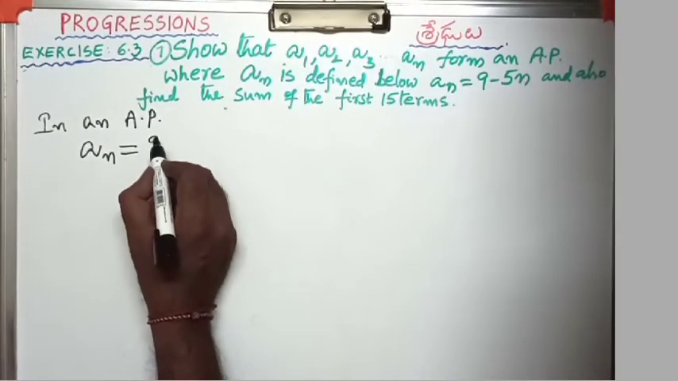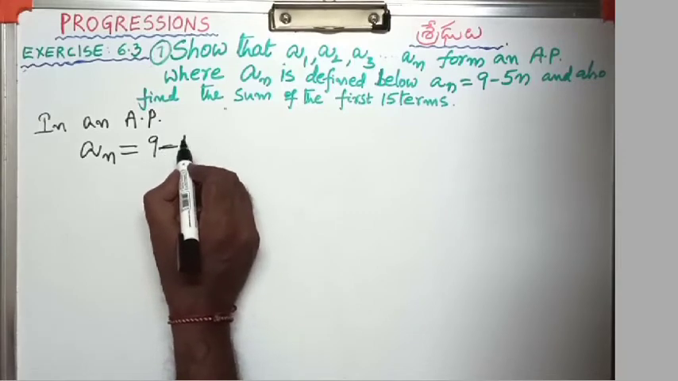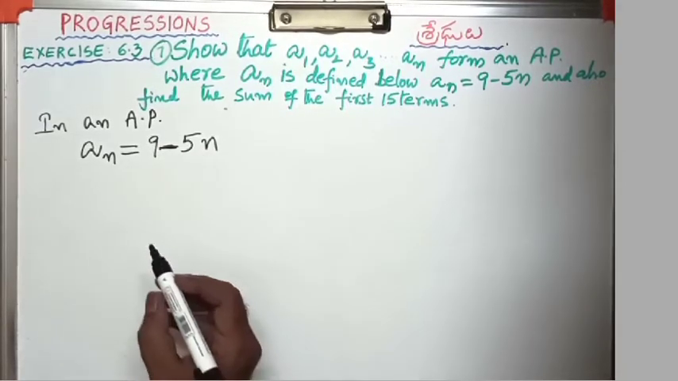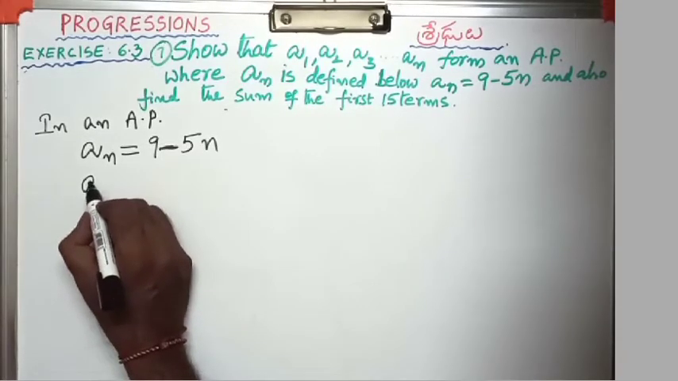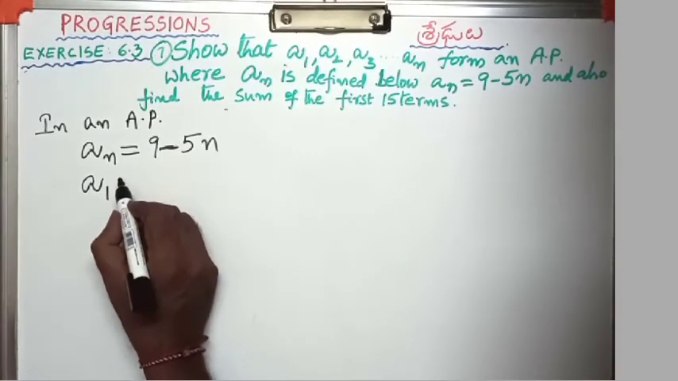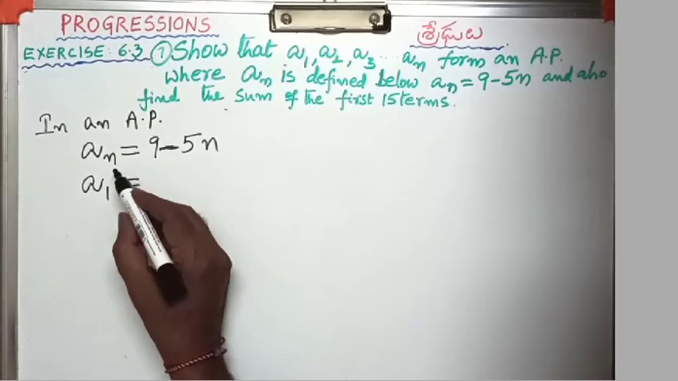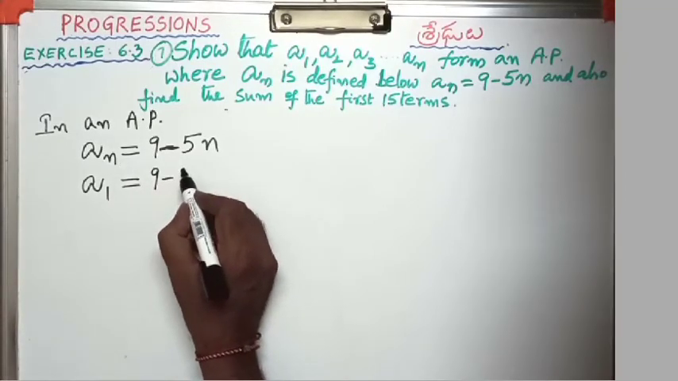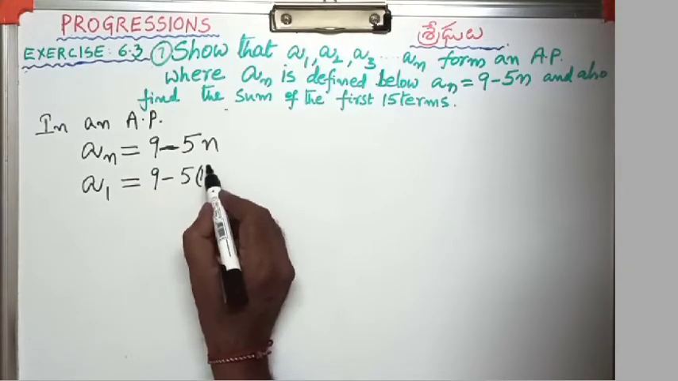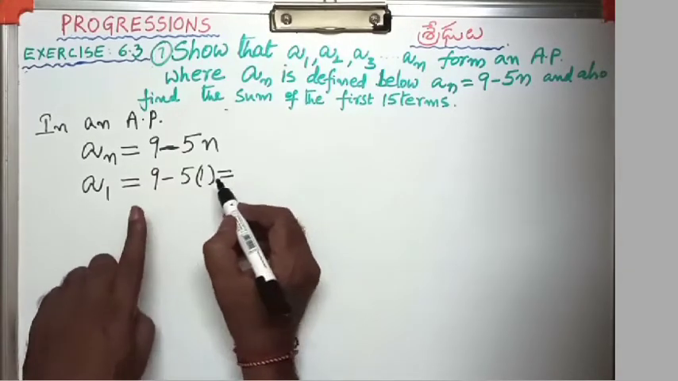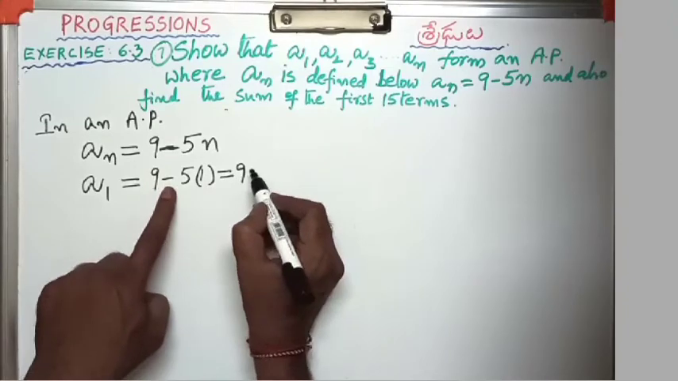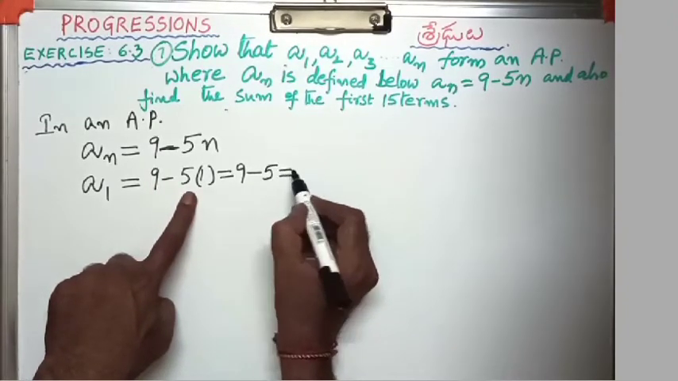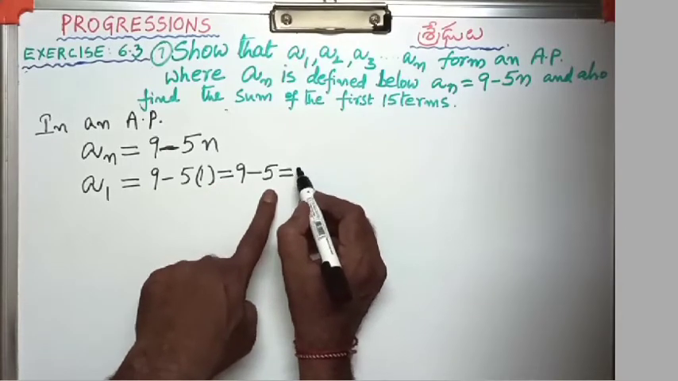An is equal to 9 minus 5n. This is given. Okay. So now first find out A1 value. That equal to, so put 1 in place of n. 9 minus 5 into 1. That equal to 9 minus 5 ones are 5. That equal to 9 minus 5 is 4.